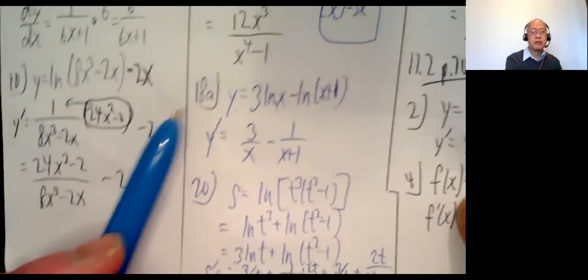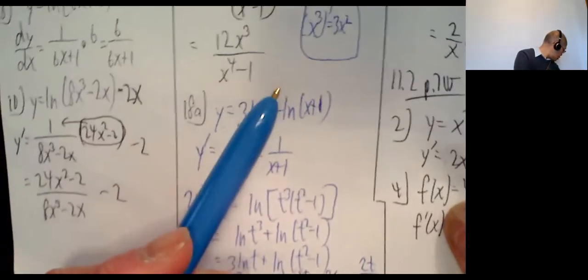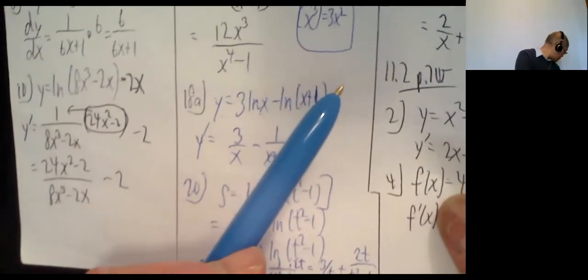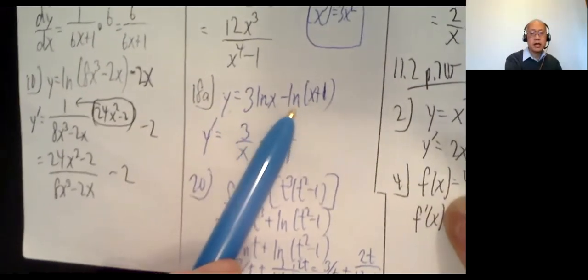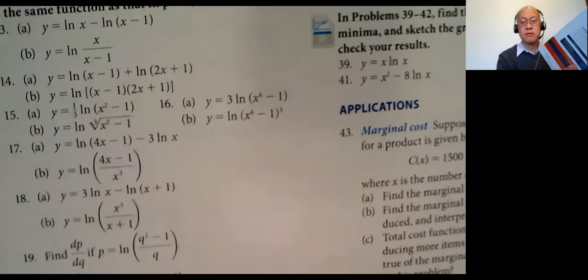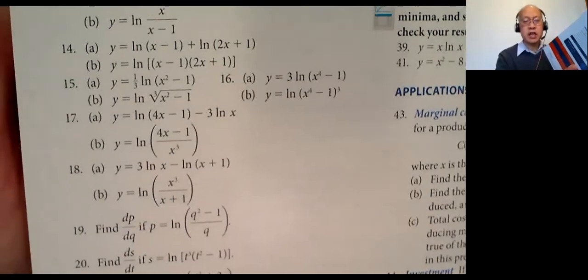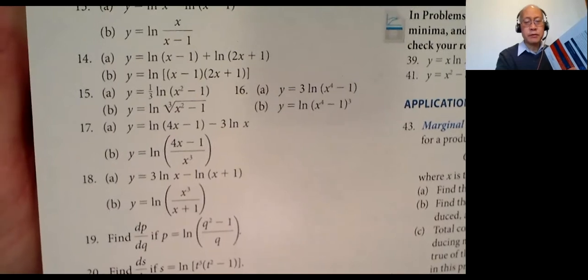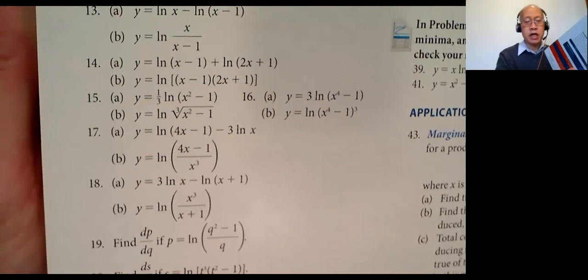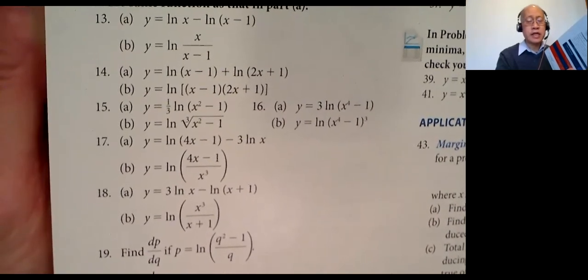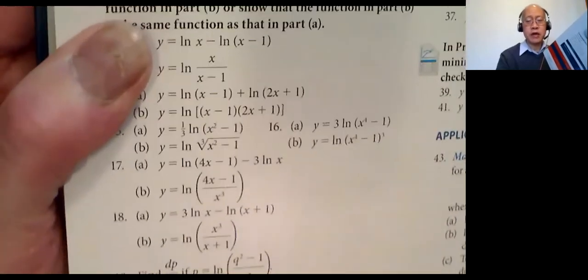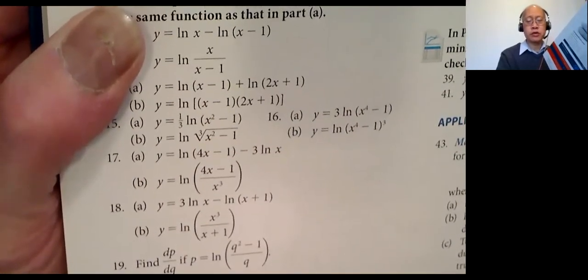Okay, 18, same thing. The easier one to do is the one that I'm picking right here, 18A, 3 ln x minus ln(x plus 1). Okay, I'll go ahead and show you B. 18B, ln of x cubed over x plus 1. It's a fraction, which means it's going to be a subtraction. Ln of x cubed minus ln of x plus 1, and that 3 exponent gets to come down in front. See, that's way easier than taking it as is. You'd have to go 1 over x cubed over x plus 1, flip it, and then do the quotient rule. Okay, much better if you do properties of logs.